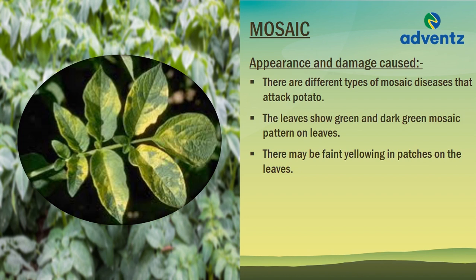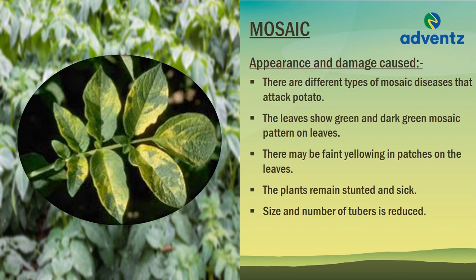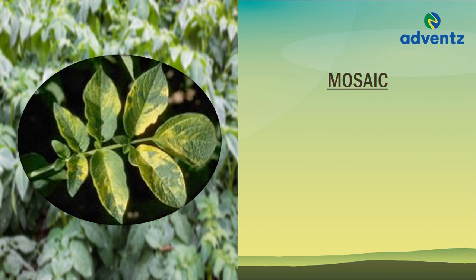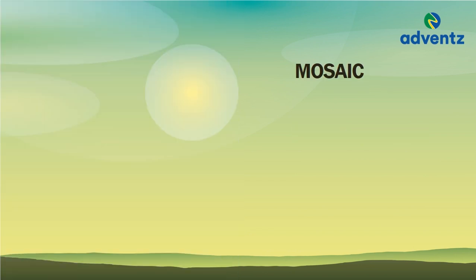There might be a faint yellowing in patches on the leaves. The plant remains stunted and sick. Size and the number of tubers is also reduced. In some mosaic diseases, the leaves are the main source of disease in the field. Mosaic, how do we manage? There are many control measures of mosaic.